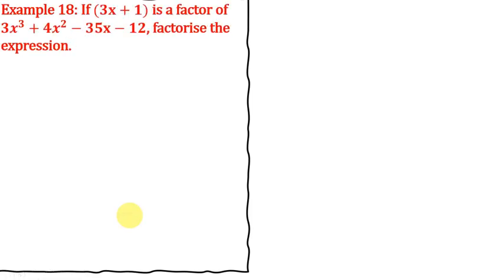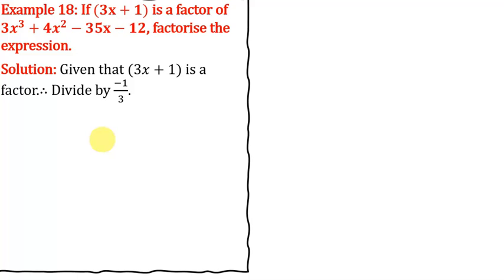Now next, example number 18. If 3x plus 1 is a factor of 3x cube plus 4x square minus 35x minus 12, factorize the expression. Okay, same type of problem is there, divide by minus 1 by 3. Okay, and next is here.